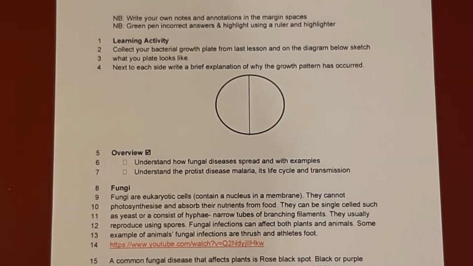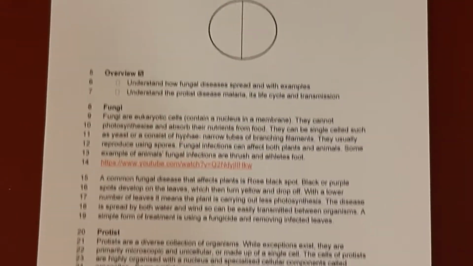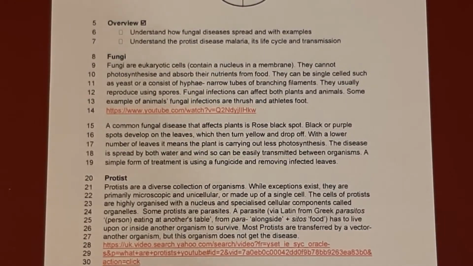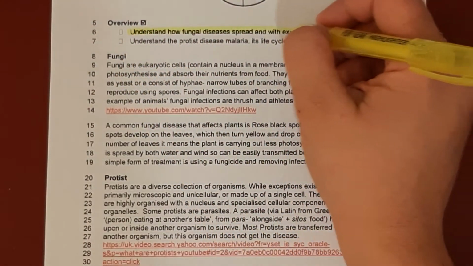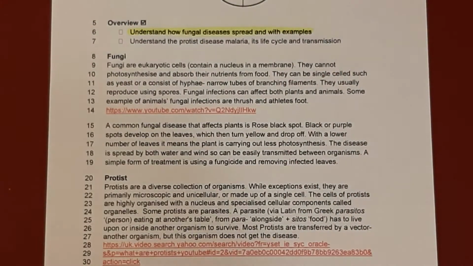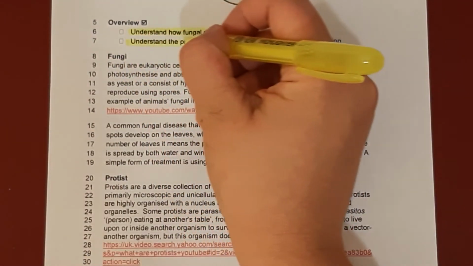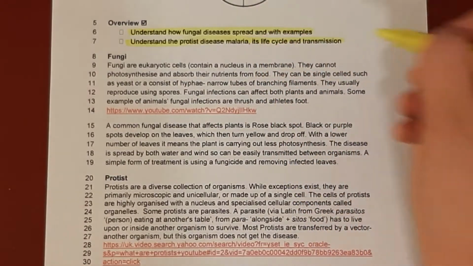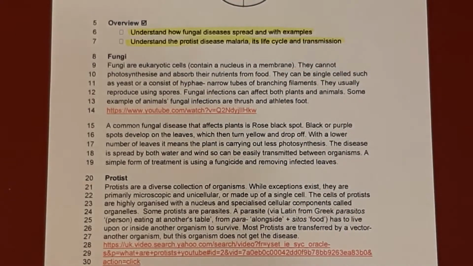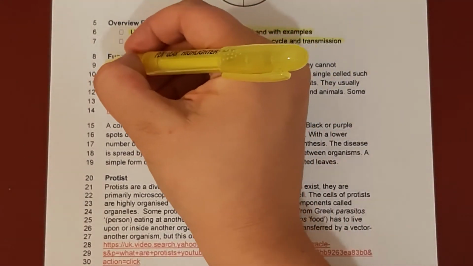So we're going to skip the learning activity as this is about bacterial growth plate, and we did not do the practical activity as this is home-based learning. So, overview of today's lesson, we're going to understand how fungal diseases spread and know some examples. We are also going to be able to understand the protist disease, malaria, and its life cycle and transmission. So let's first talk about fungi.